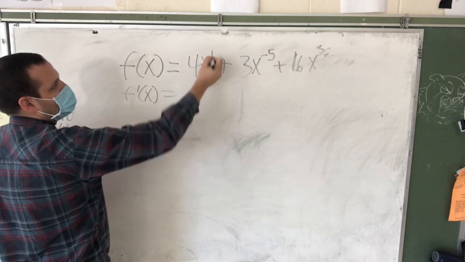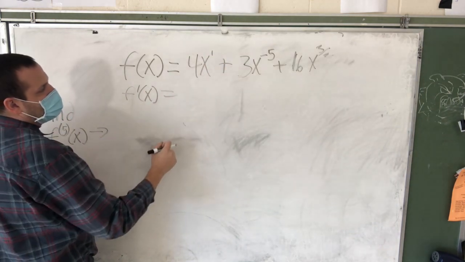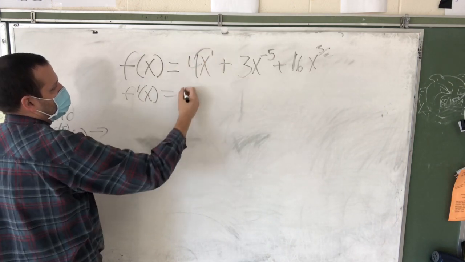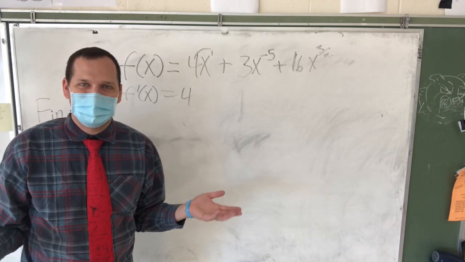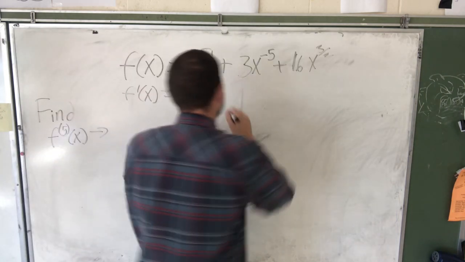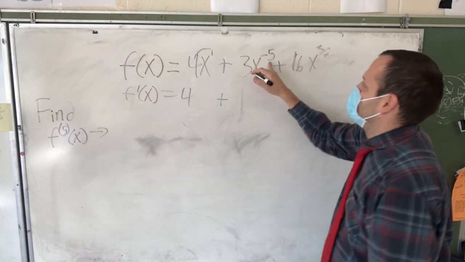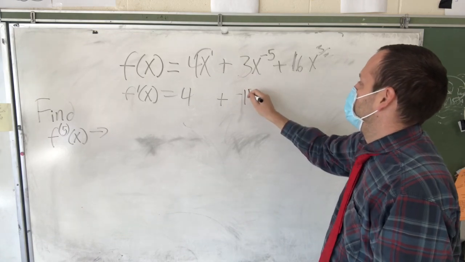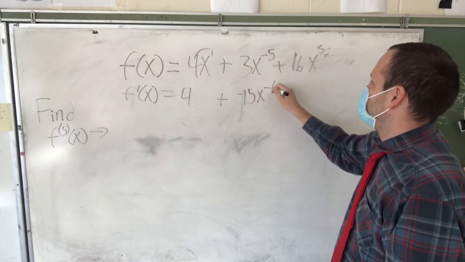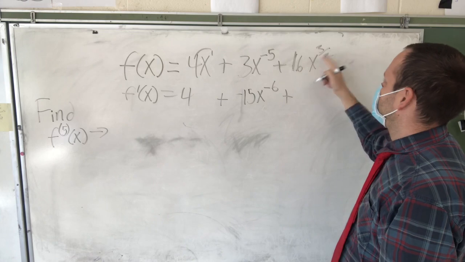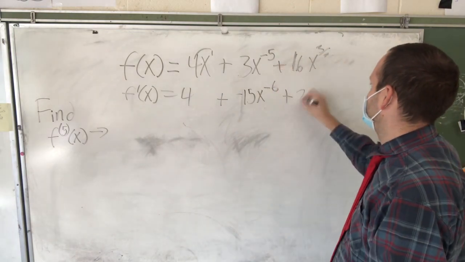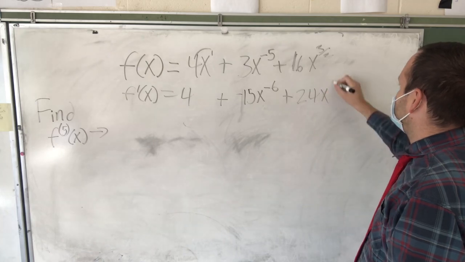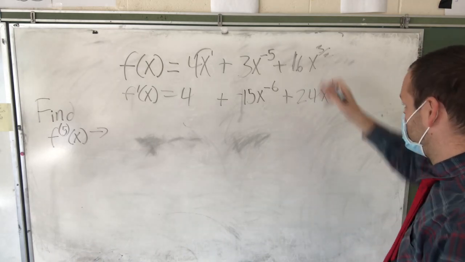Well, 4 times 1 is 4. But that leaves us x to the 0. Is x to the 0 going to help us at all? No. We just leave off the x to the 0. Plus, negative 5 times 3 is negative 15, x to the negative 6, plus 16 times 3/2. That's going to be 24 x to the 1/2. Okay, so we subtracted 1.